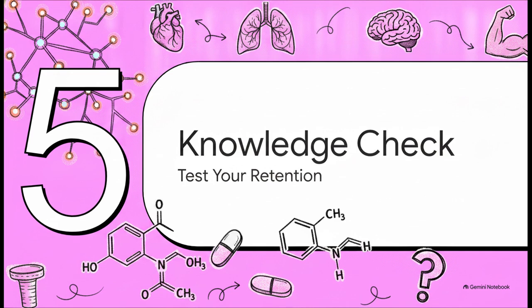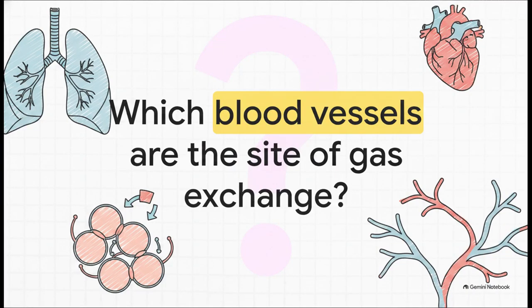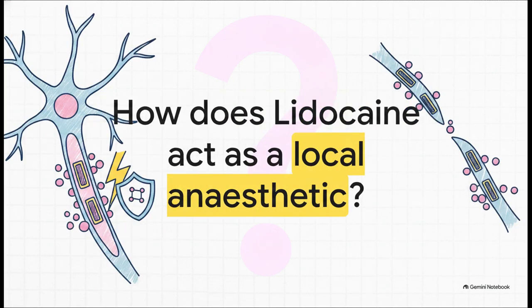We have covered a lot of ground today, and I want to challenge you to test your retention. Question 1. Think back to the connection between the respiratory and circulatory systems. Which tiny blood vessels are the direct site of gas exchange with the alveoli in the respiratory system? Take a second. Okay, if you said the capillaries, you hit the nail on the head. The incredibly thin walls of both the alveoli and the surrounding capillaries allow oxygen and carbon dioxide to just easily diffuse right across.